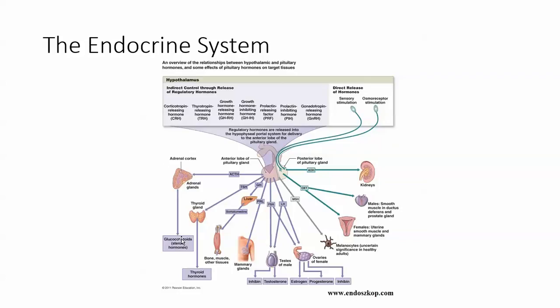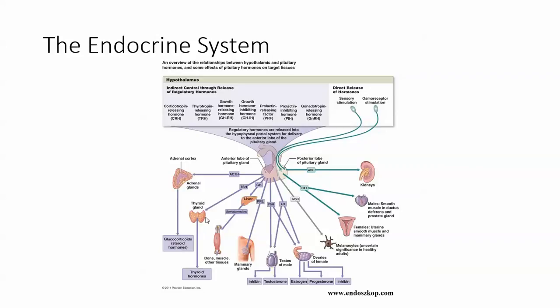The adrenal cortex produces glucocorticoids. These are your steroid hormones such as cortisol and cortisone. It also produces mineralocorticoids, that's your aldosterone, and your gonadocorticoids, which are your androgen, estrogen, FSH and LH.